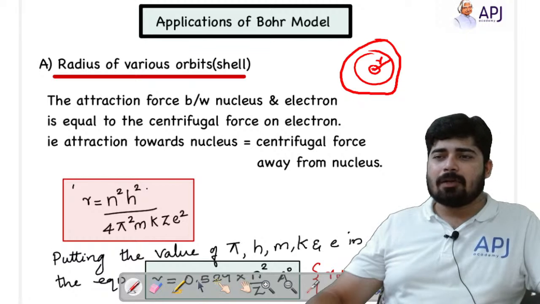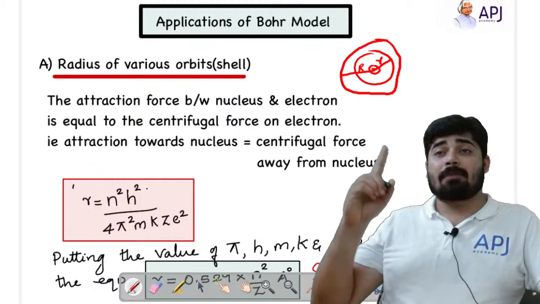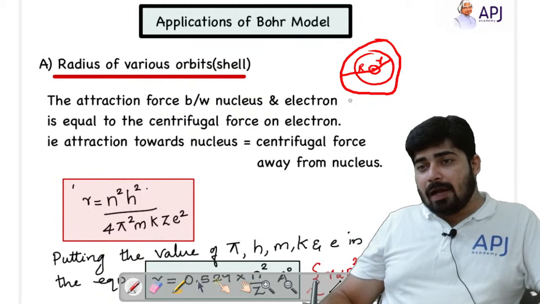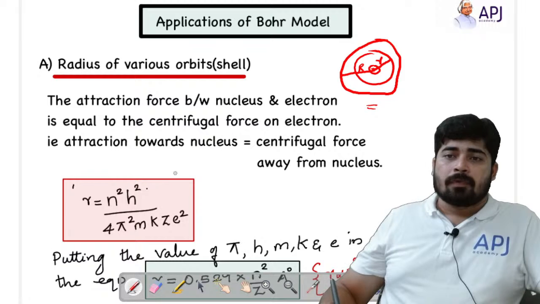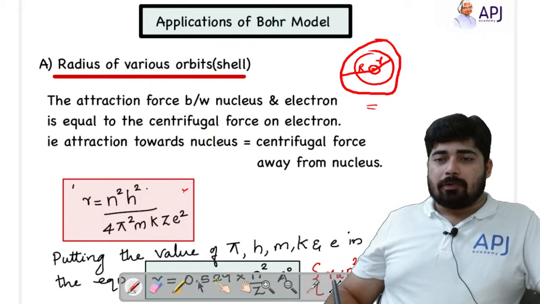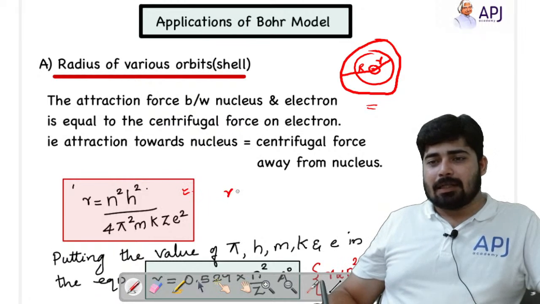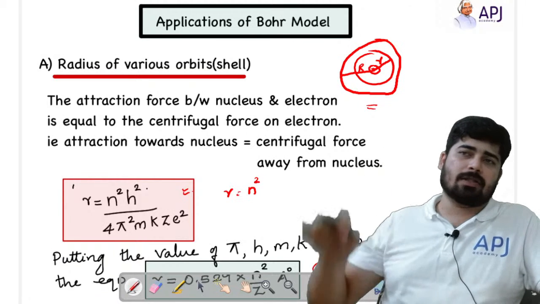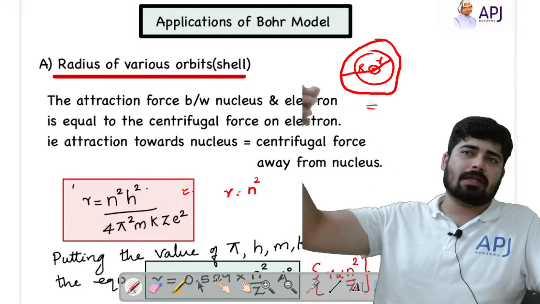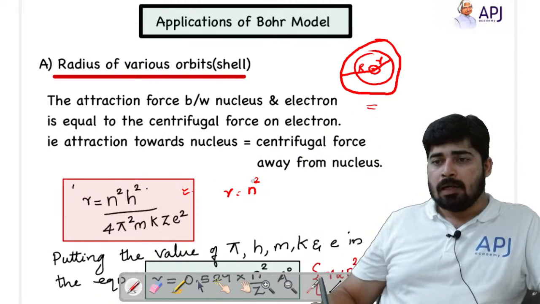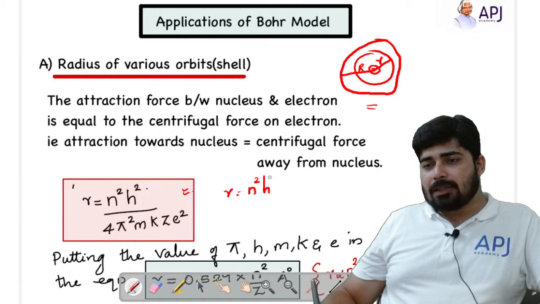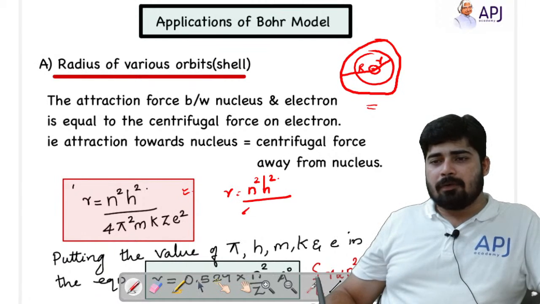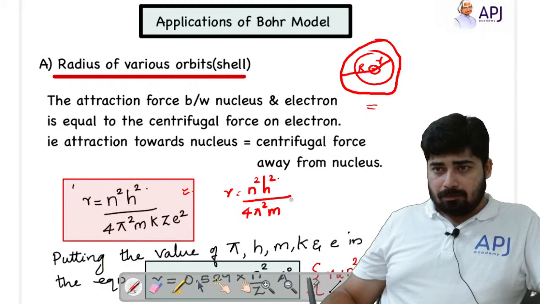From the center of the nucleus, the distance to that orbit gives you the radius of that particular orbit. To find it, Bohr has given us this equation: radius is equal to n square. What do we mean by n? N means the number of the shell or orbit, whether it's the first orbit, second orbit, third orbit, like that, into h square. H means the Planck's constant, divided by 4 pi square into mass.